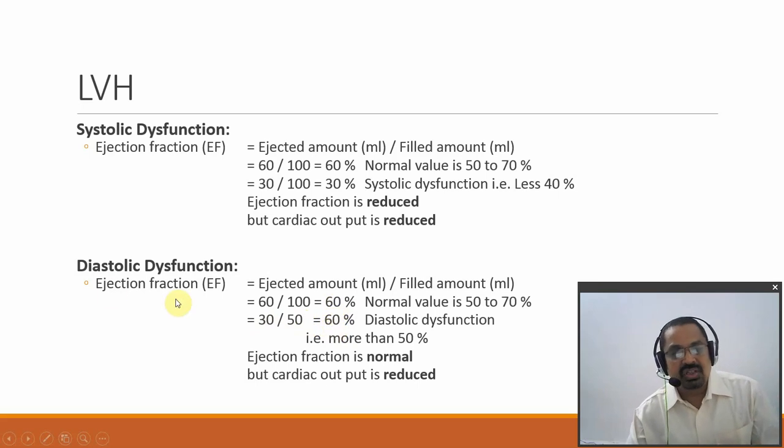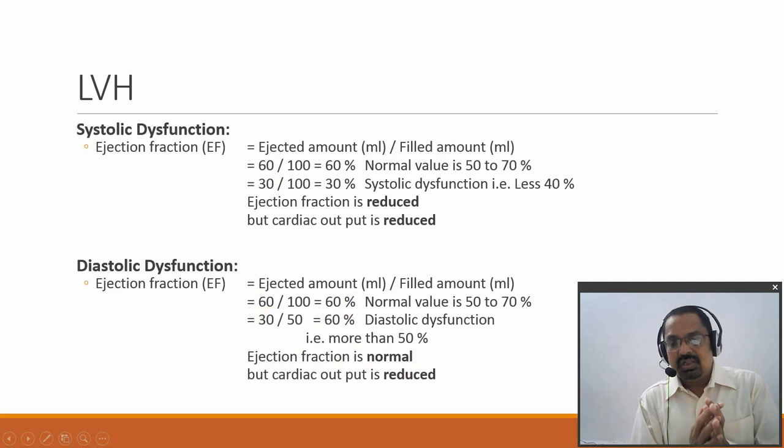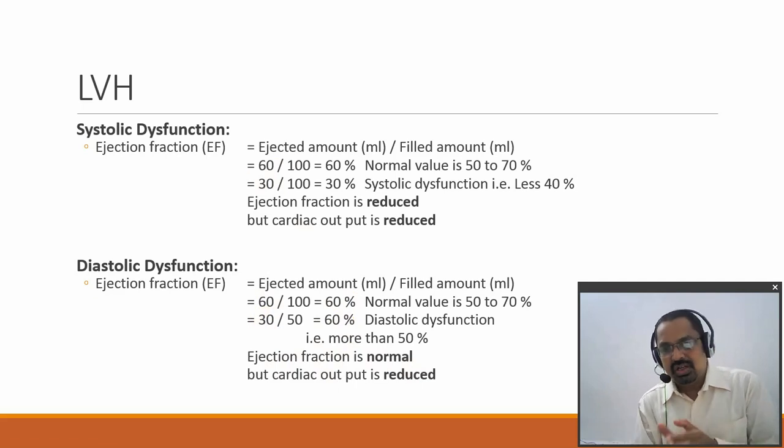We can see from the fraction ejected: out of 50 ml, 30 ml is going out, meaning 60% of the blood which is coming inside the heart is going out. So it is a diastolic dysfunction. The ejection fraction is more than 50%, the fraction of ejection is normal, but the cardiac output is reduced. The fraction is 60%, but the amount is reduced, so the total amount of blood is reduced. So the cardiac output is reduced in both conditions, either systole or diastole. The condition is different in the amount filled and the amount going out.